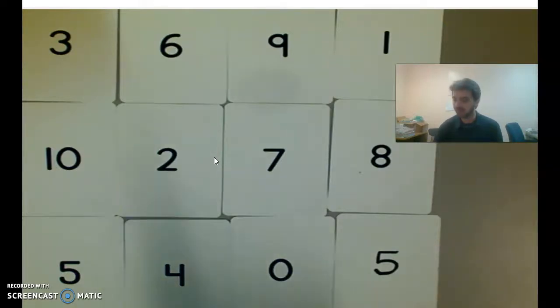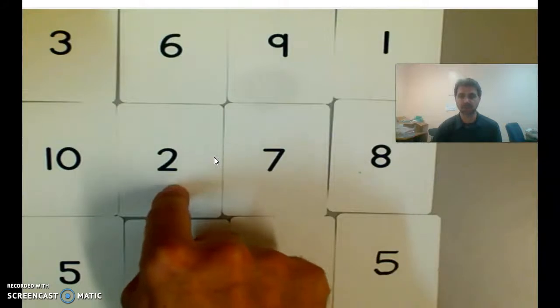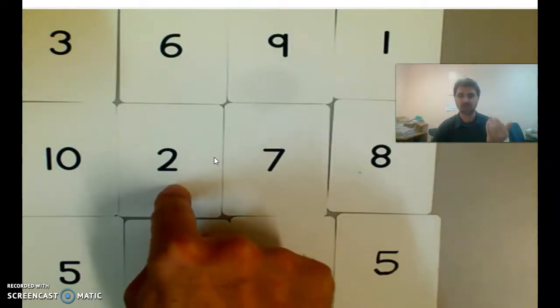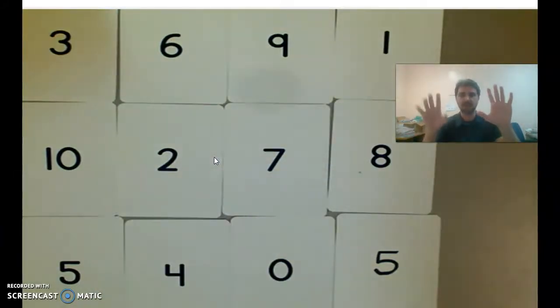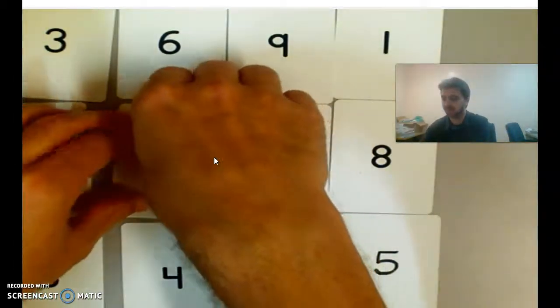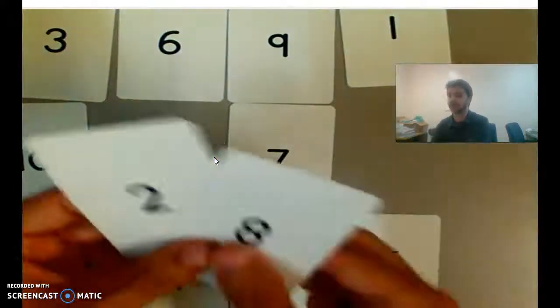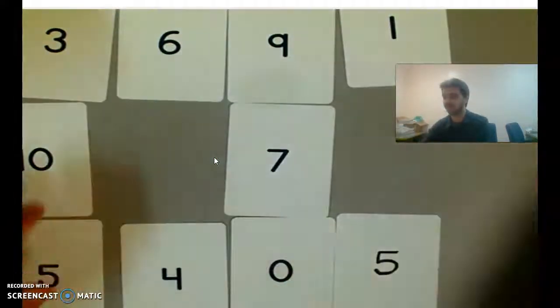Let's start with the 2. The 2's tens partner is who? Show me fingers. 2 goes with what? You should be showing me 8, right? Because 2 goes with, great, I got one in the middle here. 2 goes with 8. 2 and 8 makes 10. All right, what's another one?